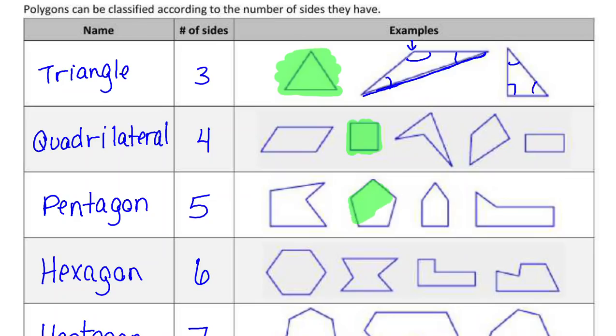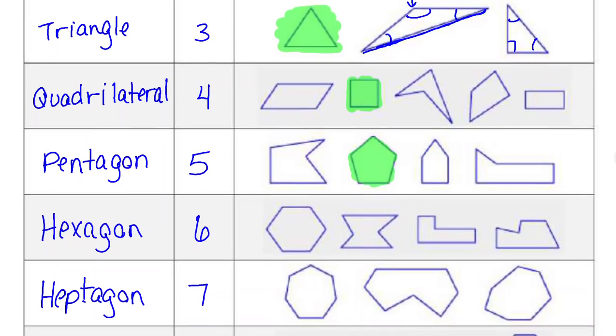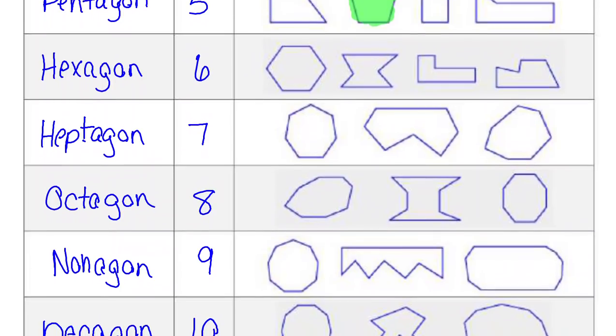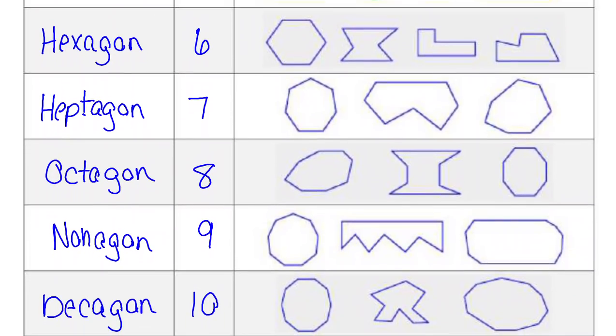So I want you to take a pause. I want you to try 6 through 10. See if you can figure out which one is the regular one. So which one is all the same side length and all the same angle measurement. And you'll start to see a pattern in them.